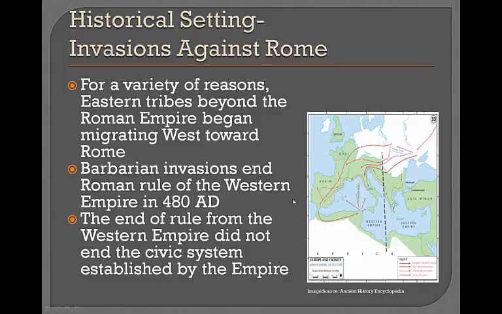Now, there are different end dates for the Roman Empire. I'm choosing the year 480 AD because it's the last year in which a Western Roman Empire emperor is recognized by its Eastern counterpart as being the emperor of Rome. Different people have different years. It really doesn't matter. What is important is, though, just because Rome doesn't govern all of this land does not mean that Roman traditions and Roman laws, if you will, cease governing all this land.